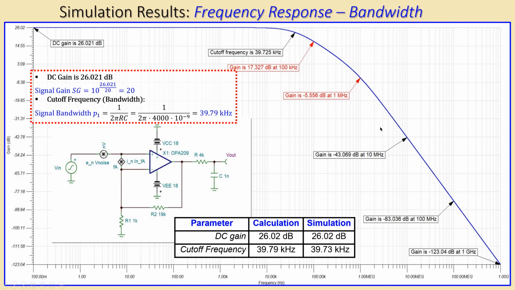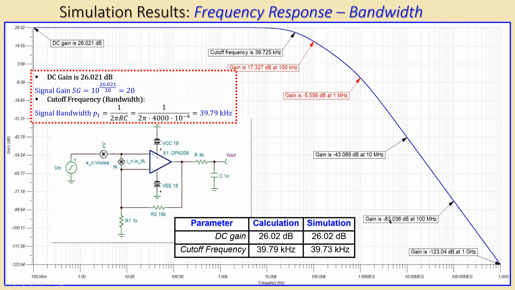We need to check that. Let's check that, for example, by looking at this label. At 10 megahertz, I have a gain of approximately minus 43 dB. It's a little bit smaller, so more negative. But if I go with my frequency 10 times larger, so 1 decade up, so to 100 megahertz, I need actually a decrease of 20 dB.